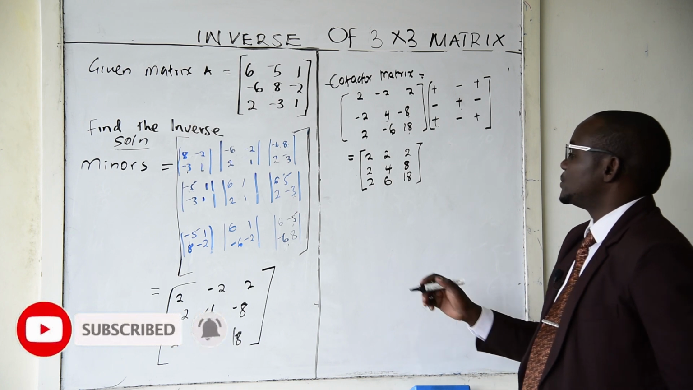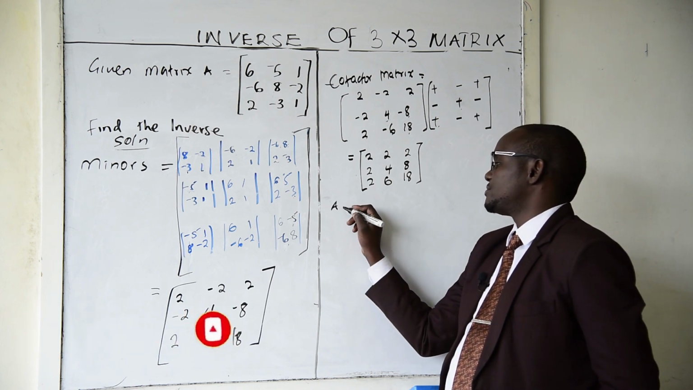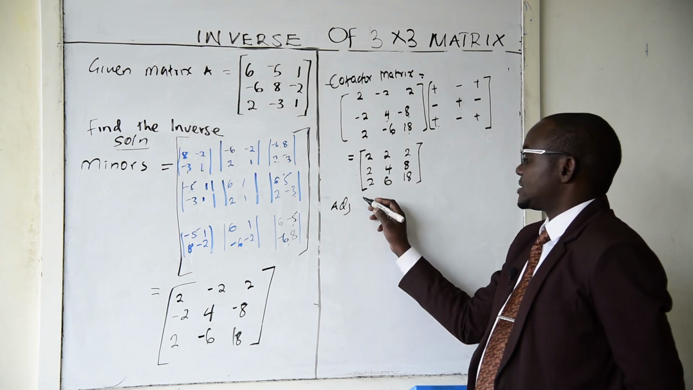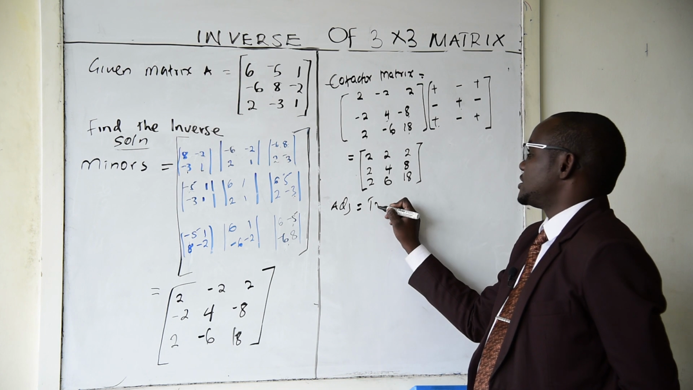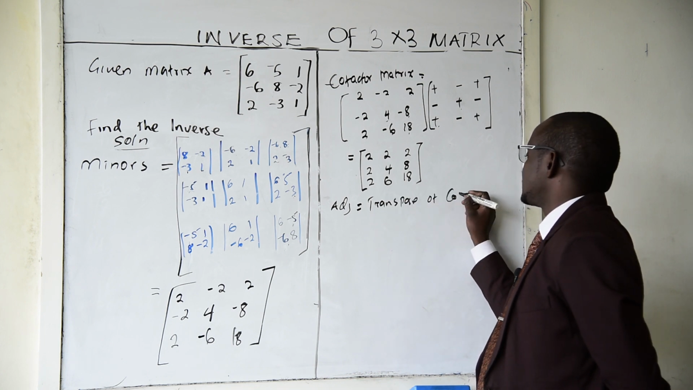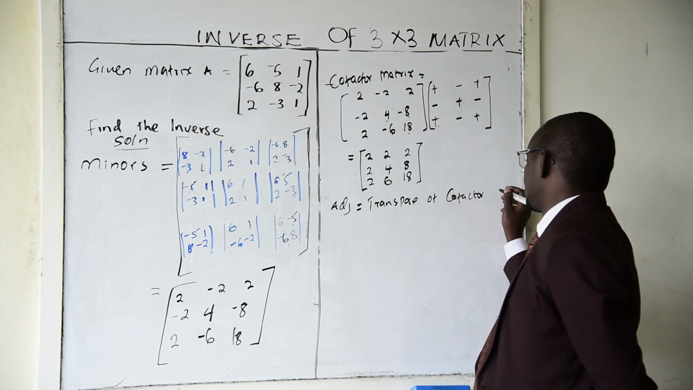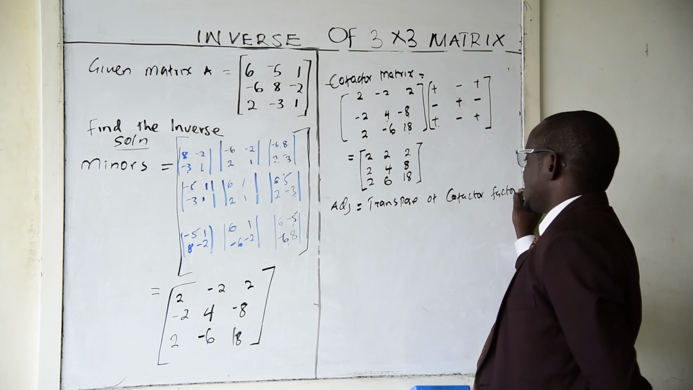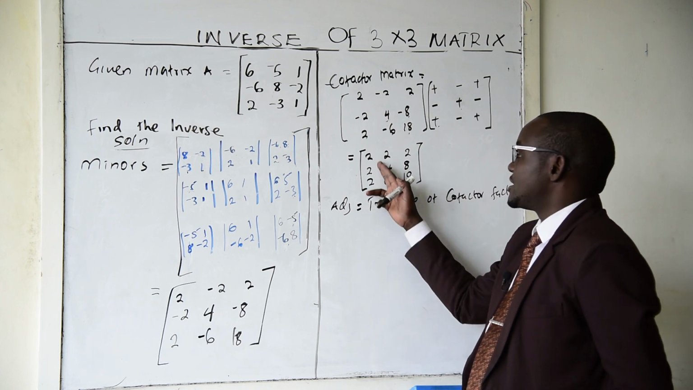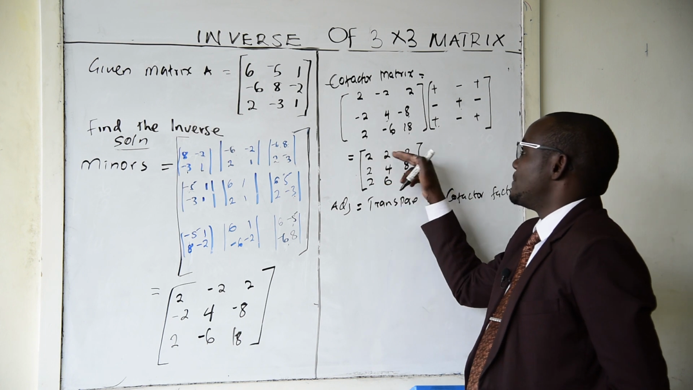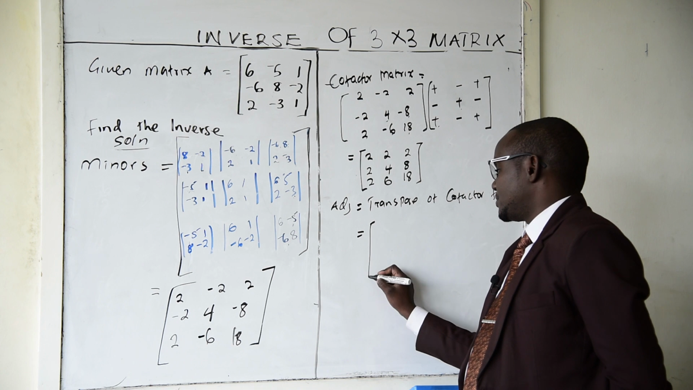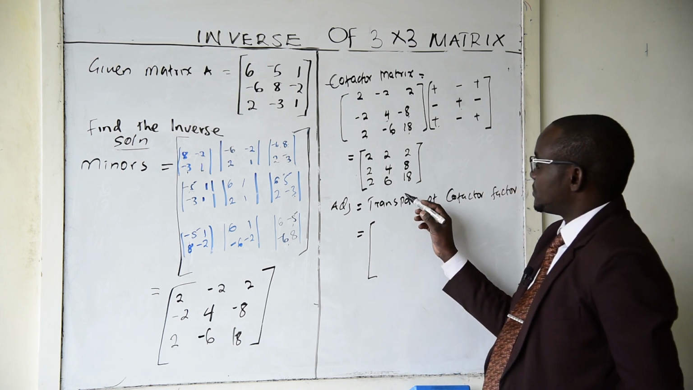The next step is to get what we call the adjunct matrix, which is gotten by the transpose of the cofactor matrix. The transpose of the cofactor matrix is simply interchanging the columns to become rows and the rows to become columns. And this is how we do the transpose.